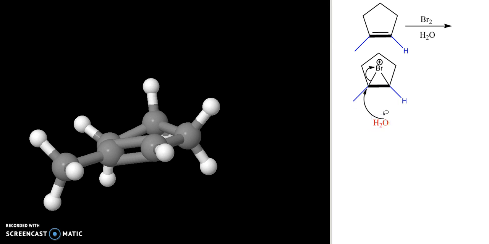So the oxygen with its electrons attacks this more substituted carbon because there's more positive charge there, and these electrons that were part of the carbon-bromine bond move up to the bromine. We can look at this in our three-dimensional model.